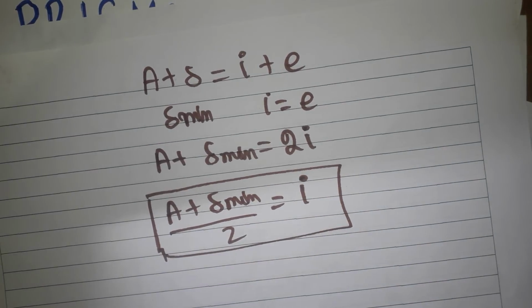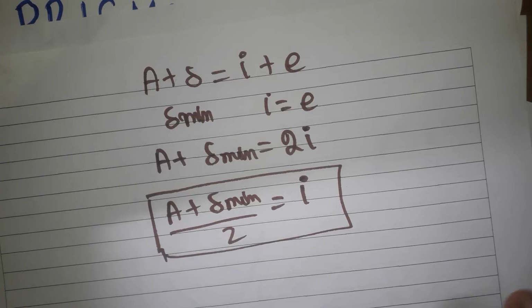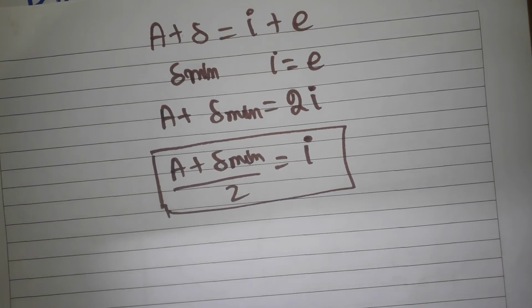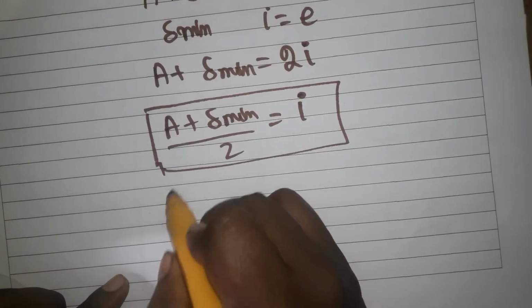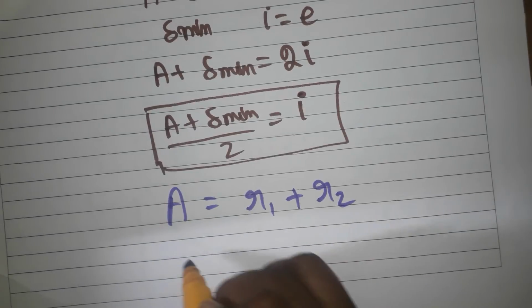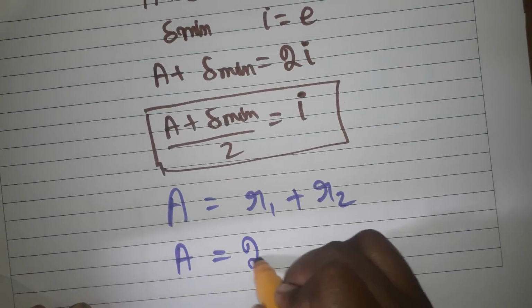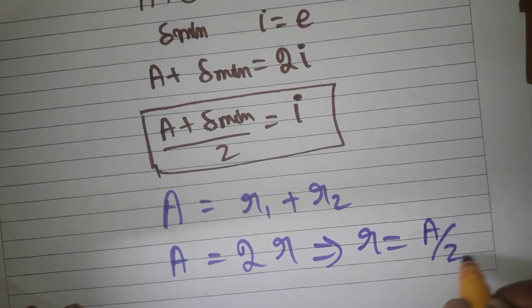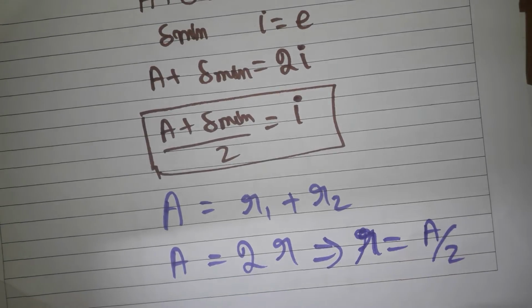Now what is the angle of refraction? We already know A is equal to R1 plus R2. These two are equal, so A is equal to 2R. So R is equal to A by 2. So R also I got, I also I got.